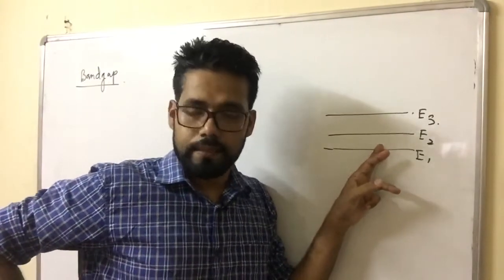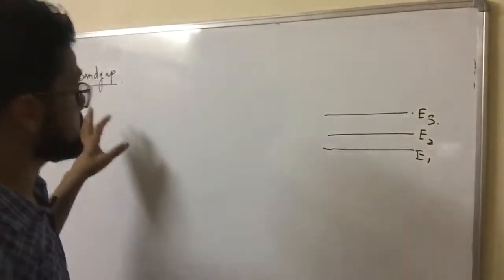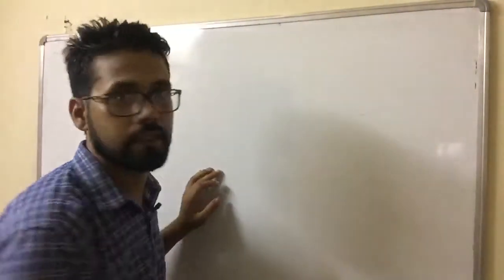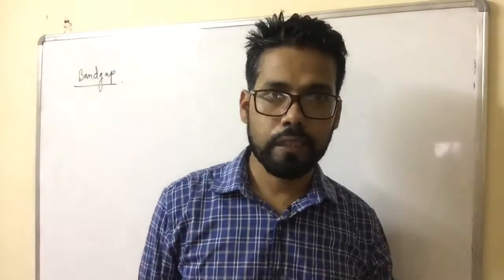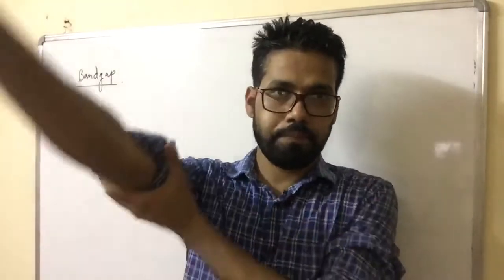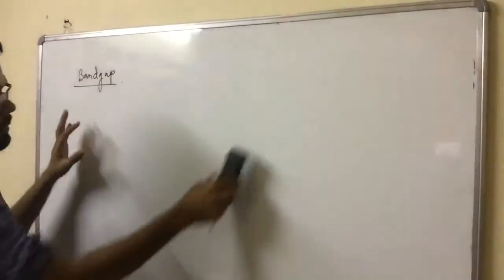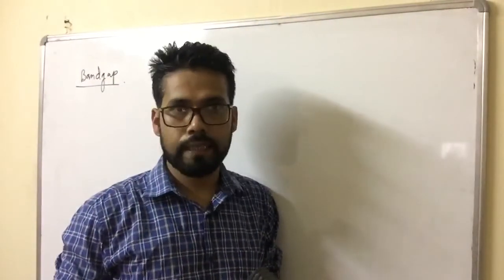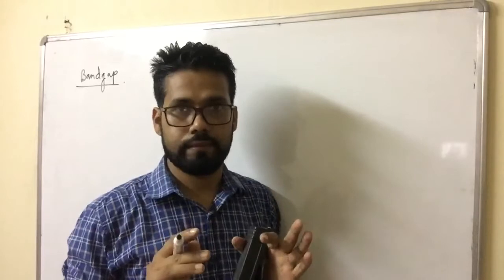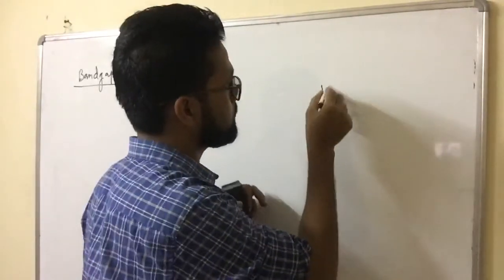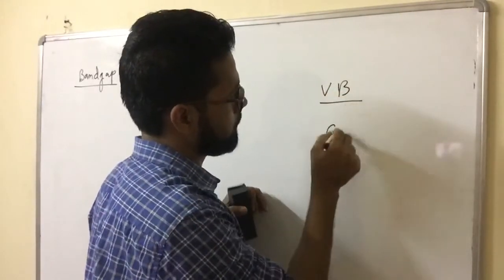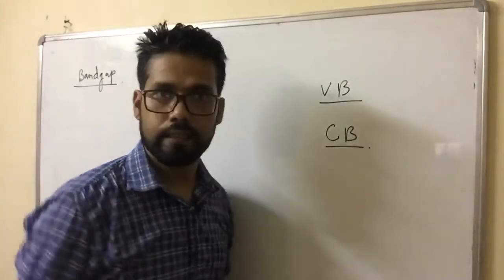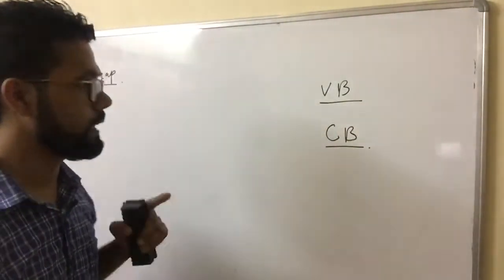Clear? This band gap concept is necessary because we are discussing materials like germanium and silicon. But here the band gap concept is different. What happens with the band gap in a metal? There are two bands: one is the valency band, VB, and the other is the conduction band. Valency band and conduction band concept.